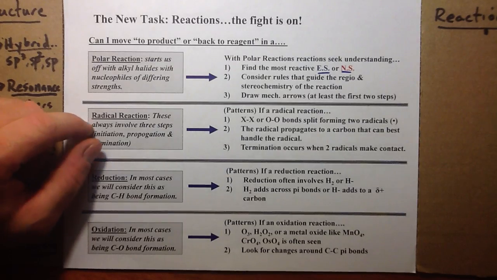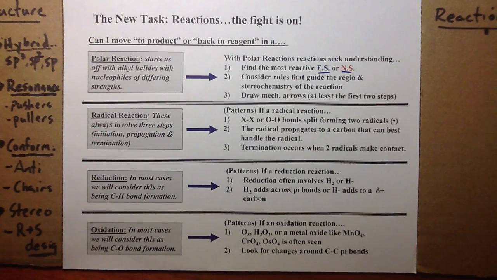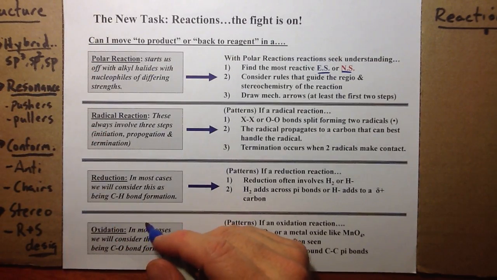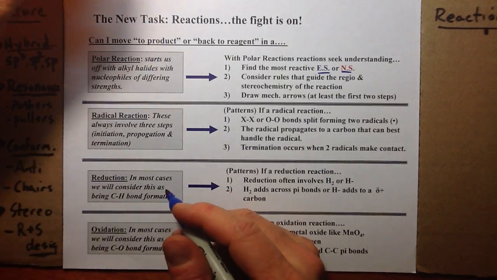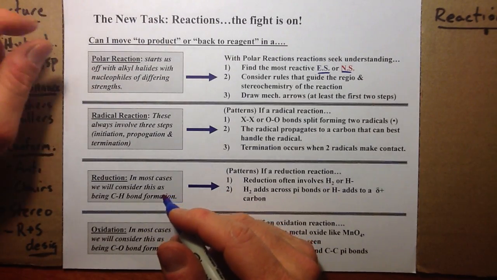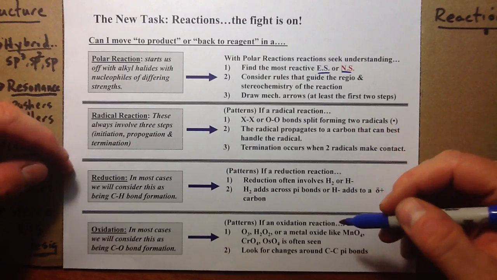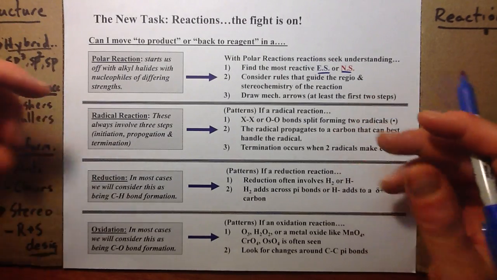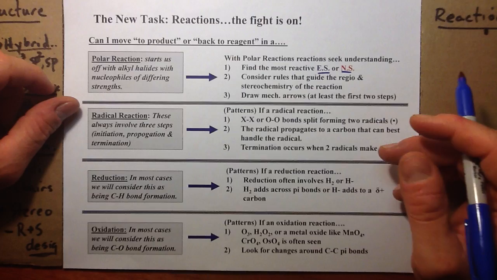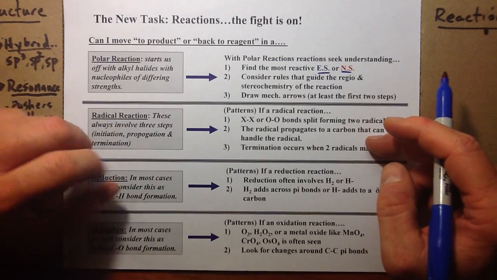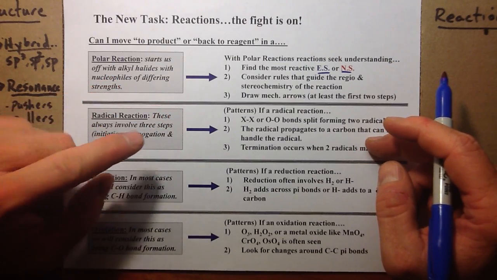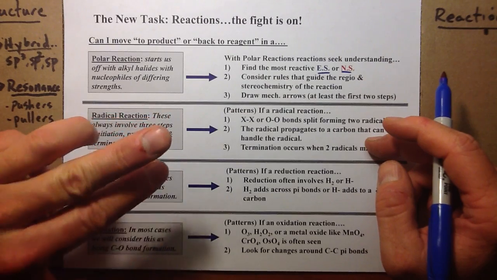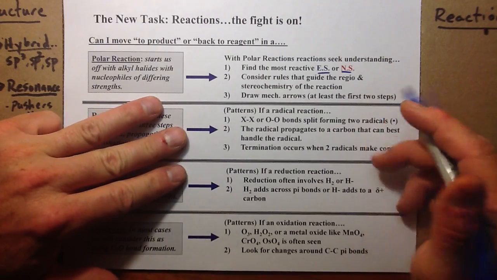Now, the other reactions underneath polar reactions are not as prevalent in the literature, or I guess you'd say most textbooks on organic chemistry. So I'm just going to cover these rules very quickly, or at least some patterns you typically see. Radical reactions typically have 3 steps: initiation, propagation, and termination. So those 3 steps together.